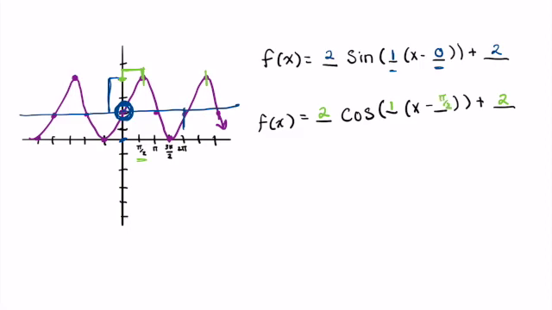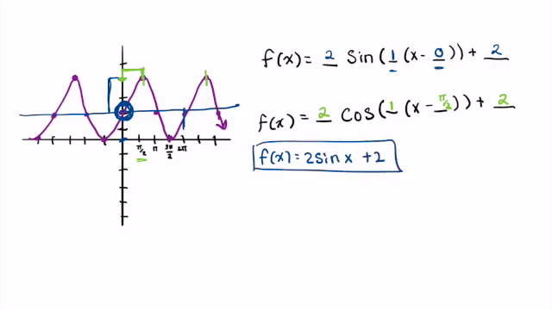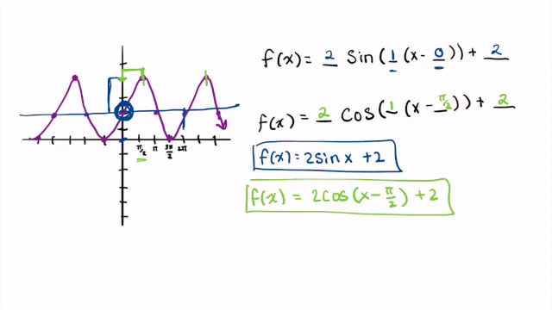So we could rewrite both of these functions. I have f of x equals 2 sine of x plus 2. And there's my cleaned up version. Okay, and then for cosine, if I wrote it this way, we could say 2 cosine of x minus pi over 2 plus 2. And there's my two functions.